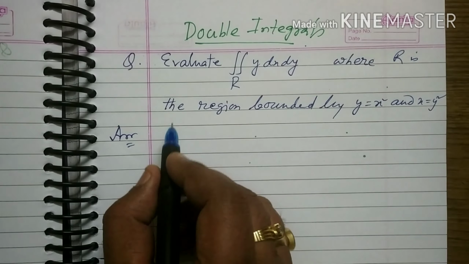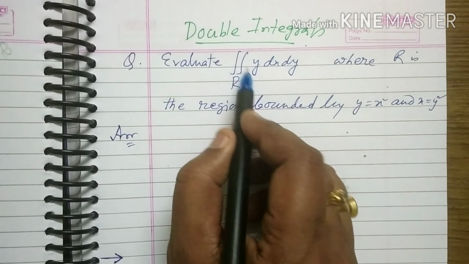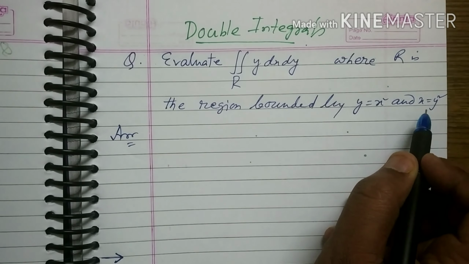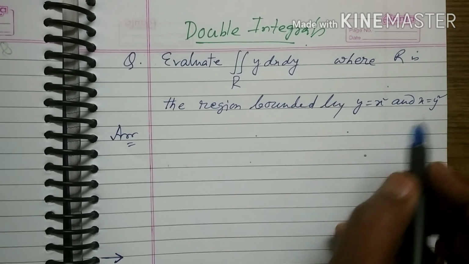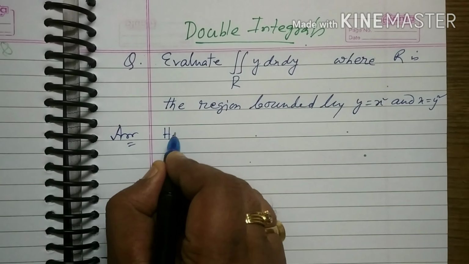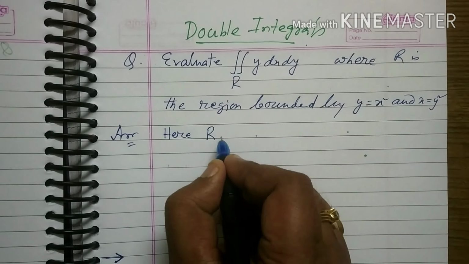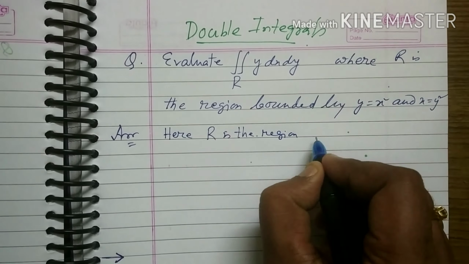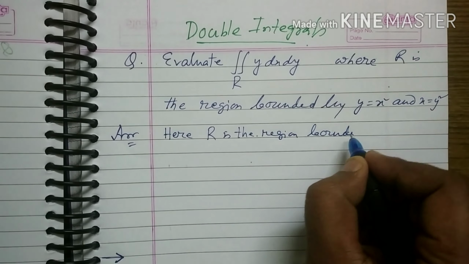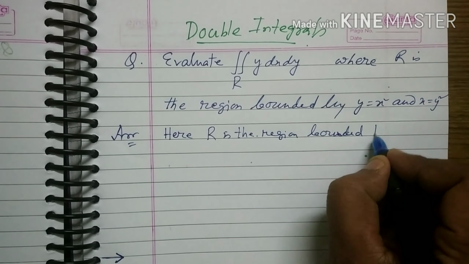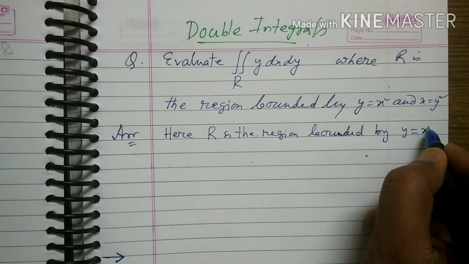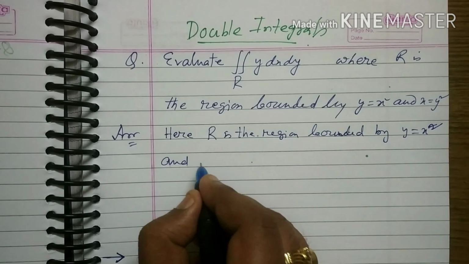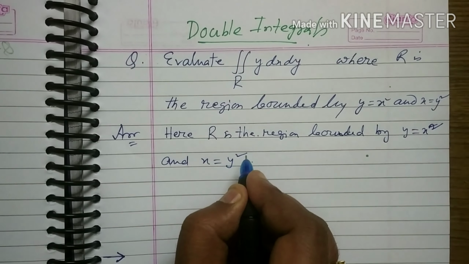Okay. So, evaluate this integral, where R is the region bounded by y equals x square and x equals y square. Okay. So write down here: R is the region bounded by y equals x square and x equals y square.